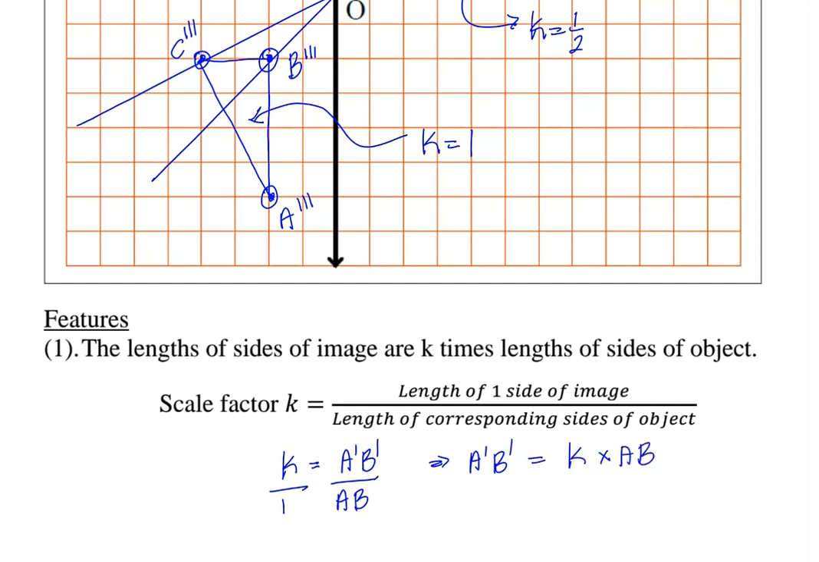So in other words, the length of one side on the image is equal to K multiplied by the length of the corresponding side on the object. So the length of the sides of the image are K times the length of the sides of the object. K is equal to the length of one side on the image divided by the length of the corresponding side of the object.